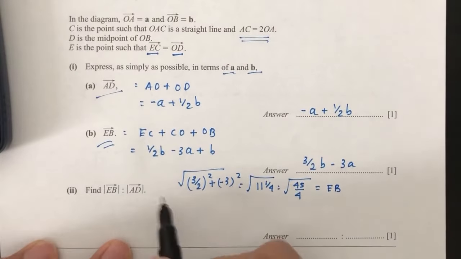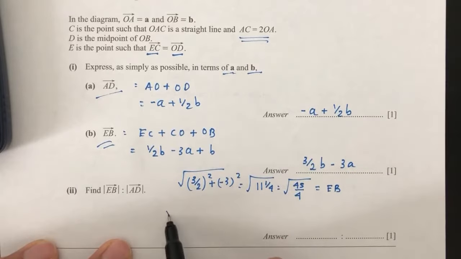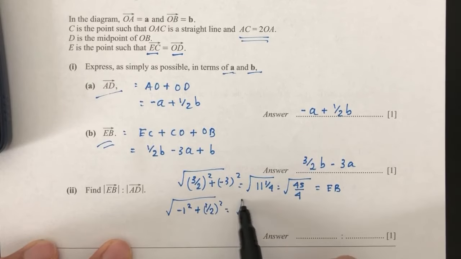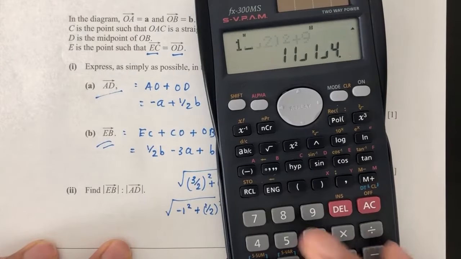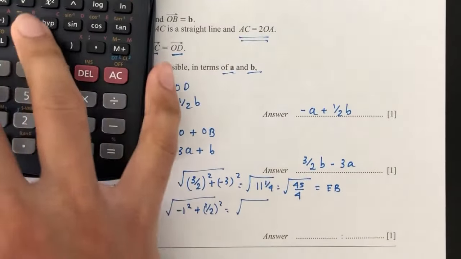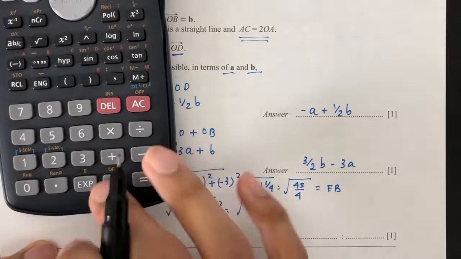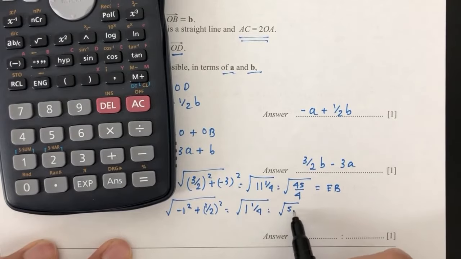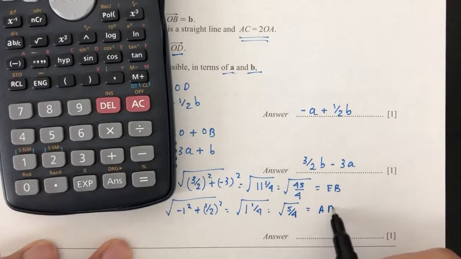Now for AD, same way. AD will be minus 1 squared plus half squared. That will give me what? 1 plus 1 over 4. That will be 1.25. So 1 over 4 should be 5 over 4. That will be AD.